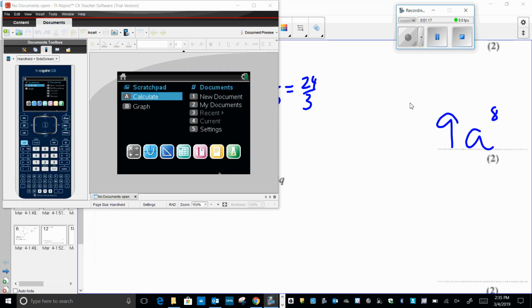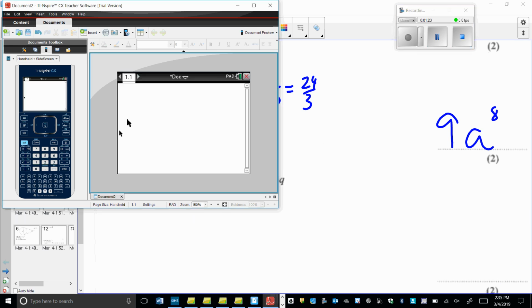So if you want to know how to put the 27 to the power 2/3 in the calculator, you go to calculate. 27, this is your power button, the hat thing. And if you want a fraction, you would just type 2/3, and that gives you 9.